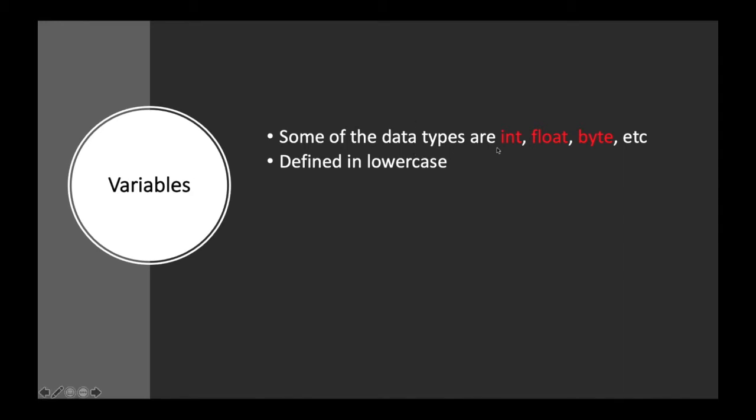And all the data types must be written in lowercase. They have different ranges. Byte can hold a number anywhere from 0 to 255. If you want to hold anything that is greater than 255 or maybe less than 0, then you want to start with integer, right? So integer can hold from 32,767 to negative 32,768, right?